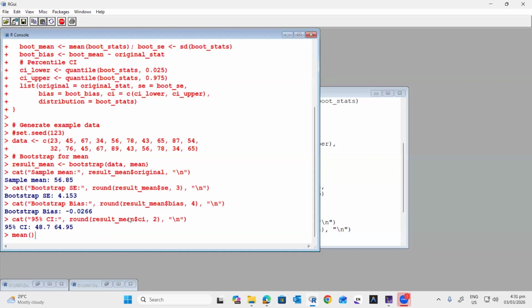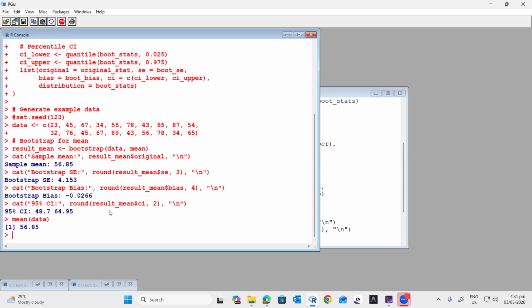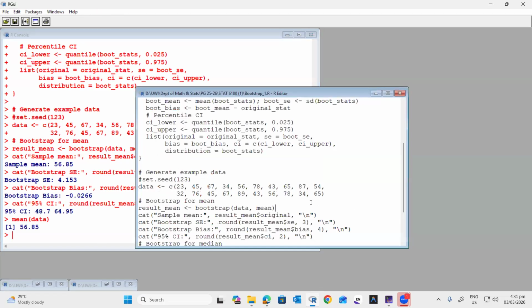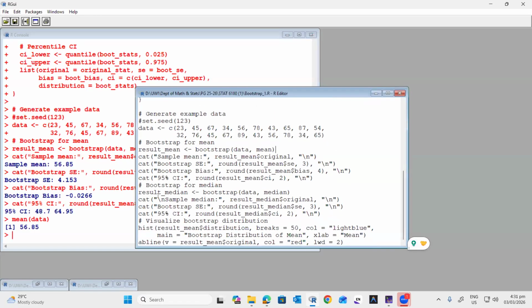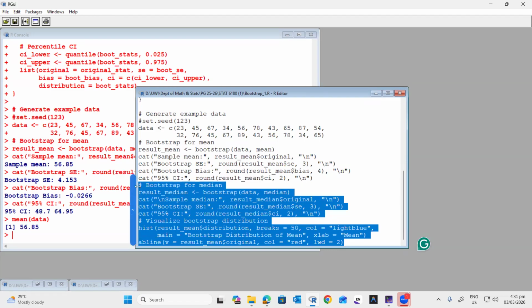The mean of the data is 56.85. That is the same one, so that is basically the original. The bootstrap standard error is 4.153, the bootstrap bias is minus 0.0266, and the 95% quantile confidence interval is 48.7 and 64.95. Now I am going to check it for the median.